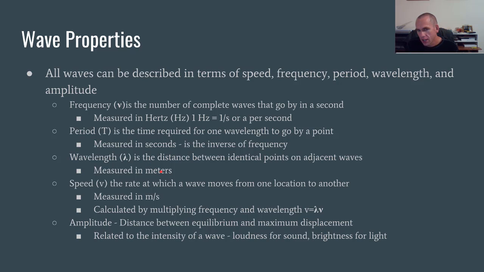Wavelength is the distance between identical points on adjacent waves, measured in meters, and speed, v for velocity, is how quickly the wave moves. And this is an interesting equation. You can find the speed of a wave by multiplying wavelength and frequency. So v equals lambda nu is an important equation to have. And then the amplitude, which is the distance between equilibrium and maximum displacement, is related to the intensity of a wave. For sound, that's how loud it is. For light, that's how bright it is. Both of those are waves.